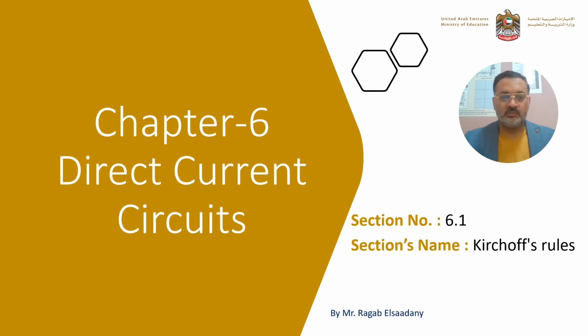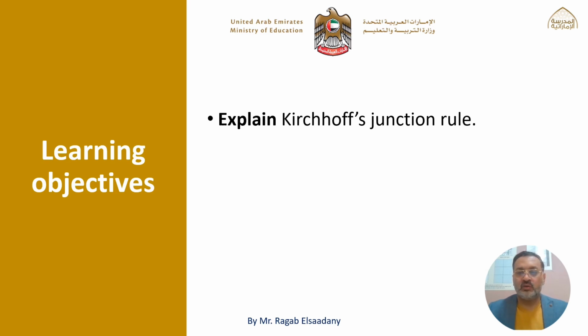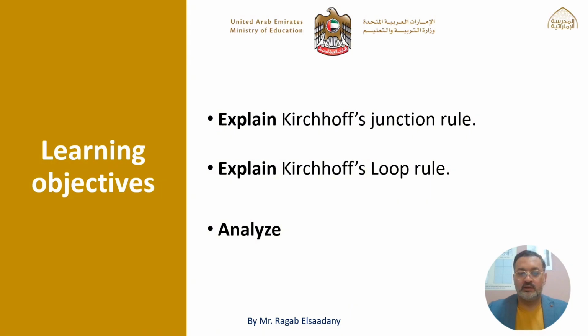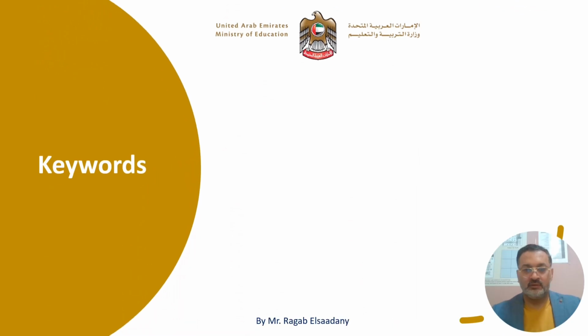Today we will talk about chapter number 6, direct current circuits. Section number 1, Kirchhoff's rules. Our learning objectives: explain Kirchhoff's junction rule, explain Kirchhoff's loop rule, analyze circuit using Kirchhoff's loop rule. Keywords: junction, loop, DC circuits.